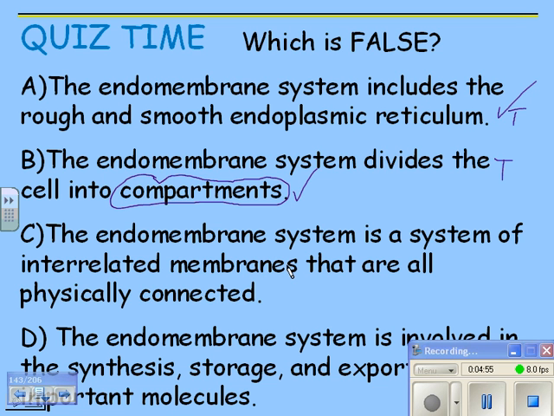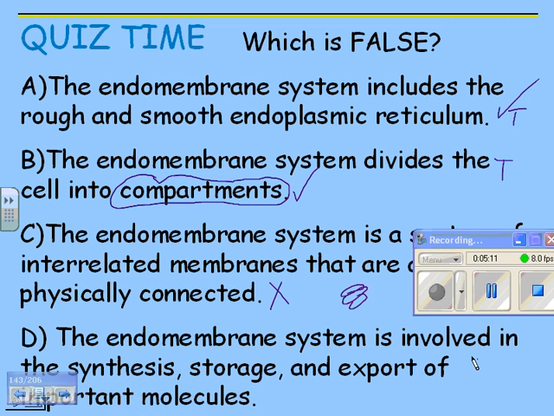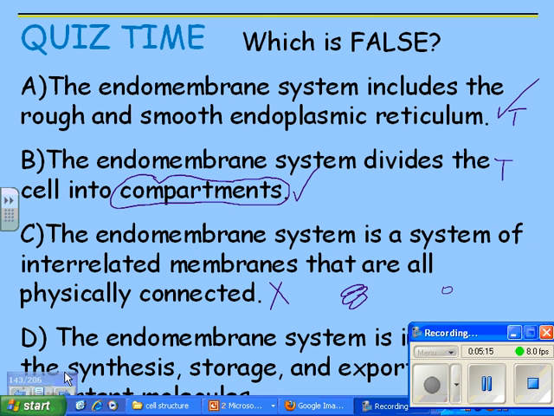The endomembrane system is a system of interrelated membranes that are all physically connected. That is not true. You can have a Golgi body that is not connected to a lysosome, although it was at one point, but it's not anymore. So this should be the answer. The endomembrane system is involved in the synthesis, storage, and export of important molecules. That's true. So your answer here is C.